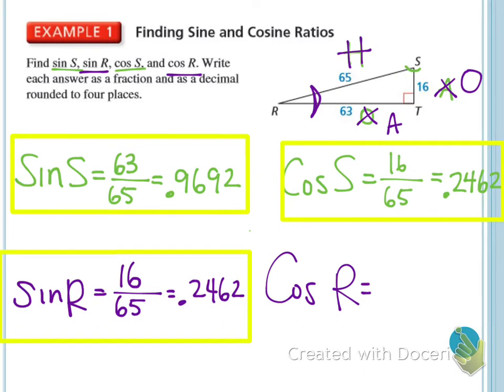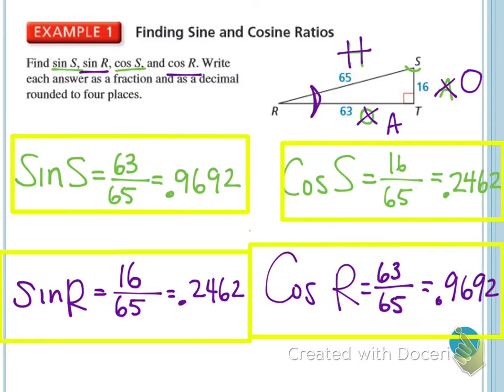I'm sure you can guess now what happens with cosine of r, adjacent over hypotenuse. So that is 63 over 65, which we already know is 0.9692. This is not a coincidence. It's called sine and cosine because they go together. They have a relationship that you're actually going to learn right now. If you look, sine of r is the same as cosine of s. Sine of s is the same thing as cosine of r.